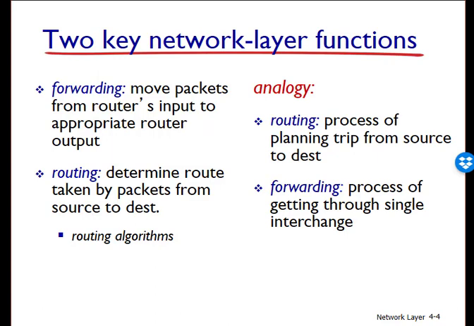The algorithms that calculate these paths are referred to as routing algorithms. A routing algorithm would determine, for example, the path along which packets flow from H1 to H2. Forwarding refers to the router local action of transferring a packet from an input link interface to the appropriate output link interface. Routing refers to the network-wide process that determines the end-to-end path that packets take from source to destination.